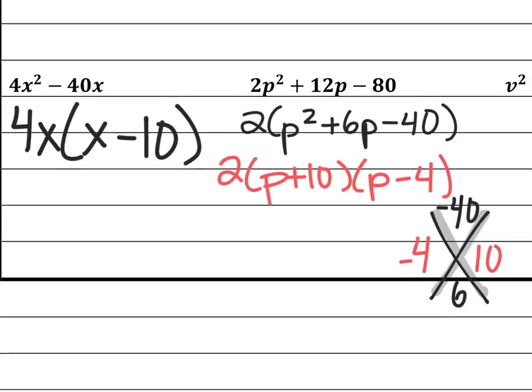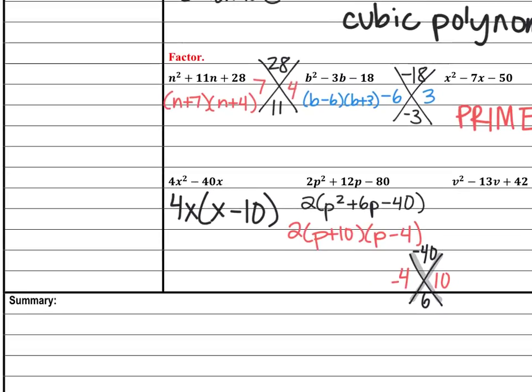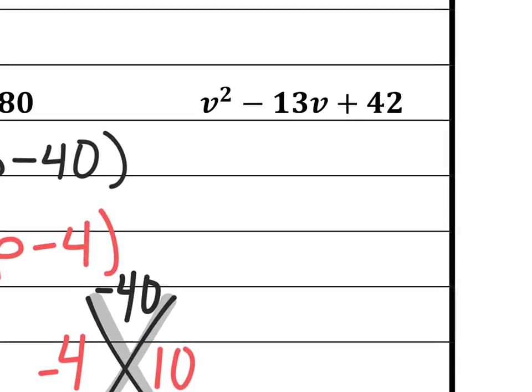To answer the question I think some of you are asking, do you have to take out a GCF first? The answer is yes. If you see one, if you know what it is, if there is a GCF, you have to divide that out first. Otherwise, it's not fully factored. GCF is part of the process.